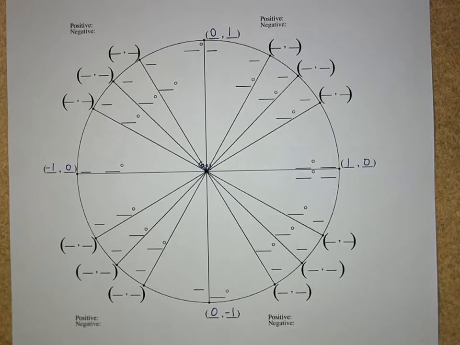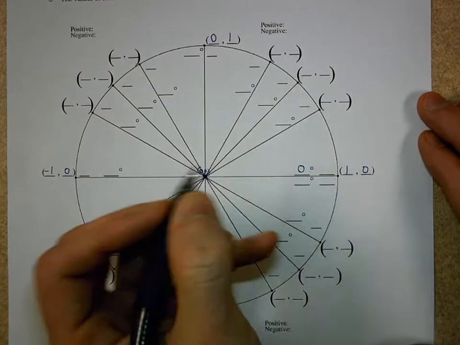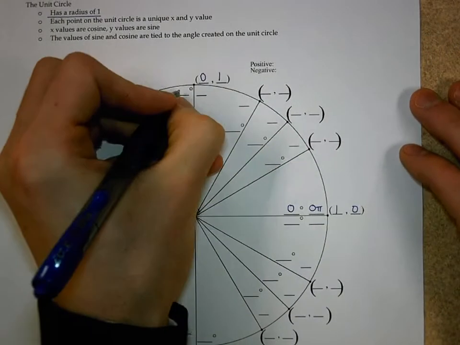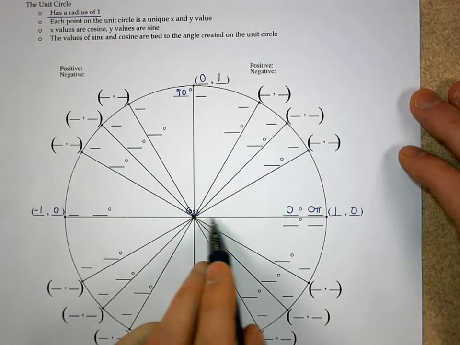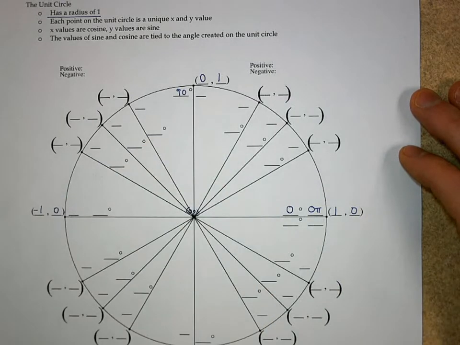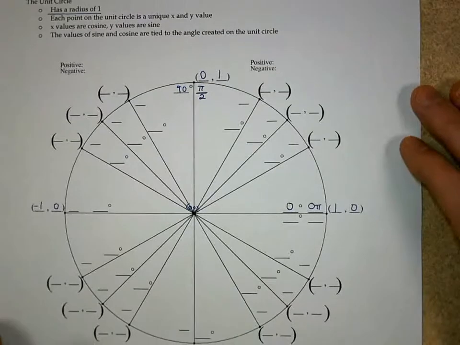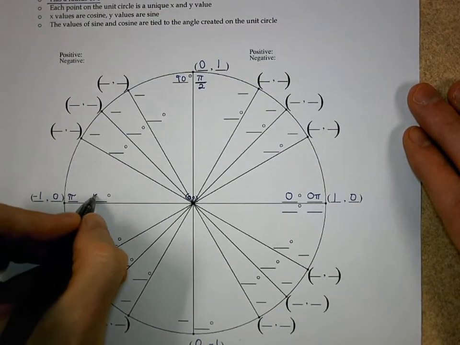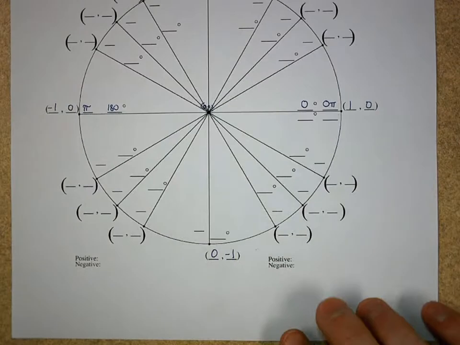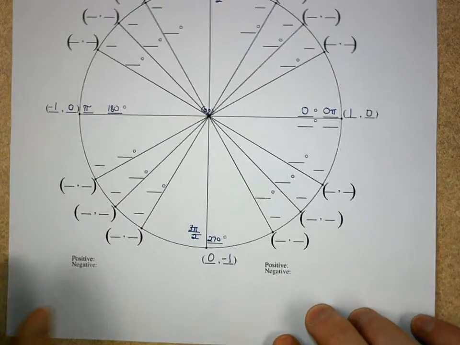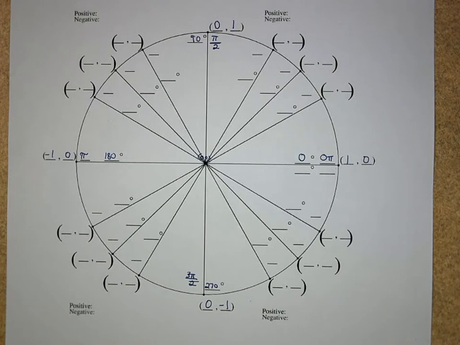And with those values, we can also fill in the degree and radian measures. This right here is going to be 0 degrees or 0 pi. Up here, we know we've got a 90-degree angle. If we use this as our initial side, this is our terminal side, 90 degrees, or pi over 2. The third one over here, 180 degrees, or pi. And then finally at the bottom here, 3 pi over 2, or 270 degrees. So those are the basic pieces of the unit circle that we need to start with.